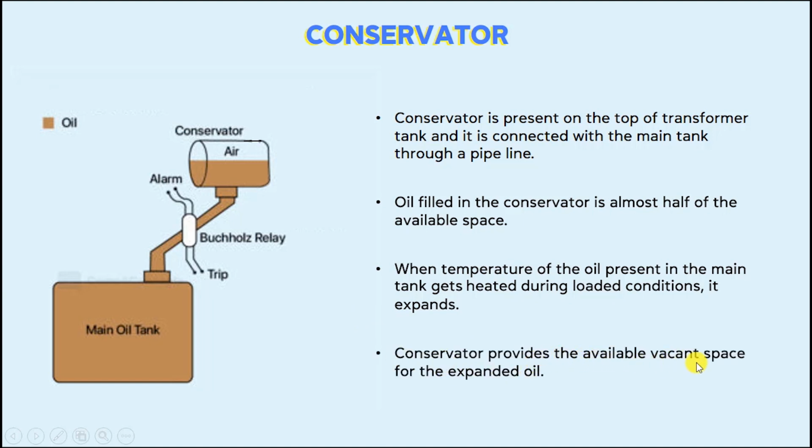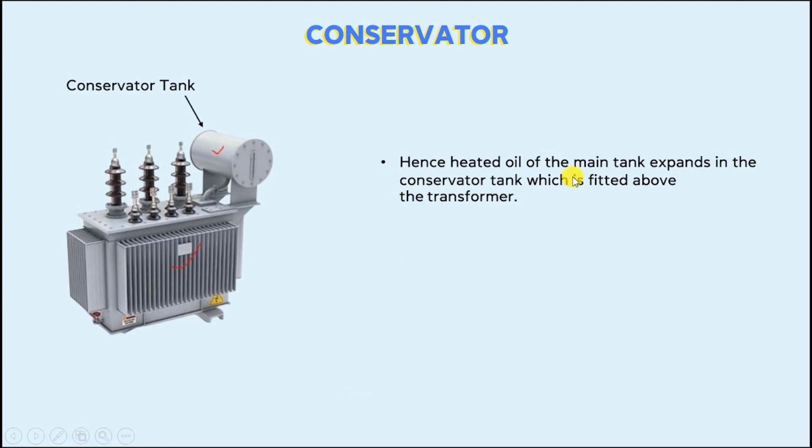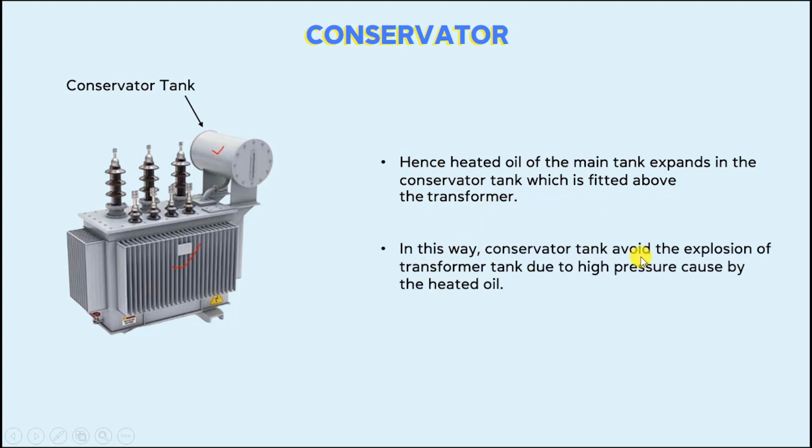Conservator provides the available vacant space for the expanded oil. So basically, when the transformer oil gets heated, it requires a space, and that space is provided by the conservator. Hence, heated oil of the main tank expands in the conservator tank, which is fitted above the transformer. In this way, the conservator tank avoids the explosion of the transformer tank due to high pressure caused by the heated oil.